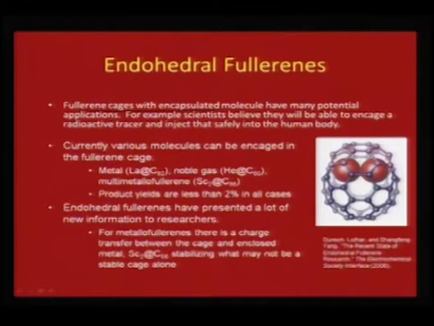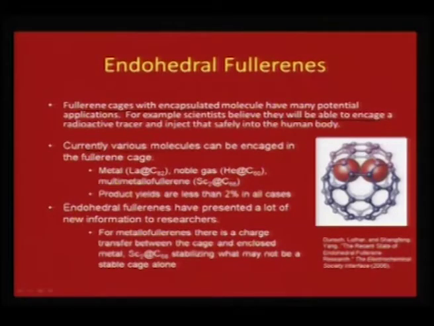Endohedral fullerenes are fullerene cages with encapsulated molecules, which have many potential applications. It is construed that scientists will be able to engage a radioactive tracer and inject that safely into the human body for mapping or for any spectroscopic investigation. For any radiation therapy, it is possible that we can use radioactive tracers injected into the human body in a very safe mode, and that way fullerene is considered to be a very safe carrier, because you can put the tracer inside and transfer it into the body.